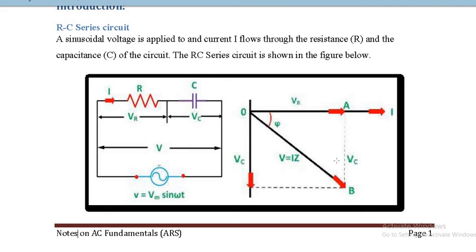So VR, VC and V can be written as IR, I XC, and IZ. All the I's cancel, and we get R, XC and Z. This is what is called the impedance triangle. Cos phi is again equal to R by Z, or phi is equal to tan inverse of, now instead of XL by R as in the case of RL series, here it will be tan inverse of XC by R.